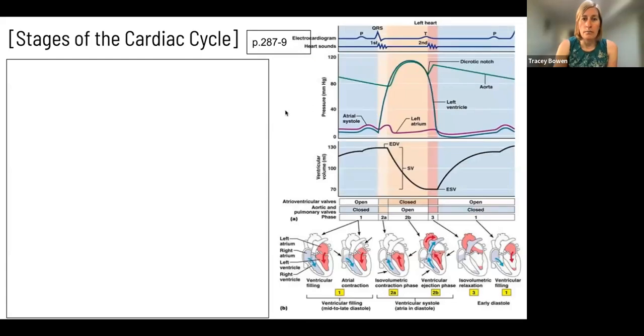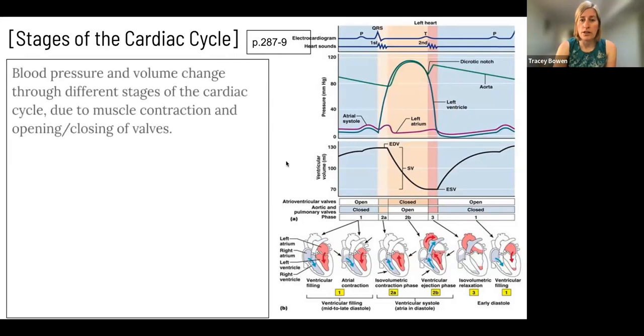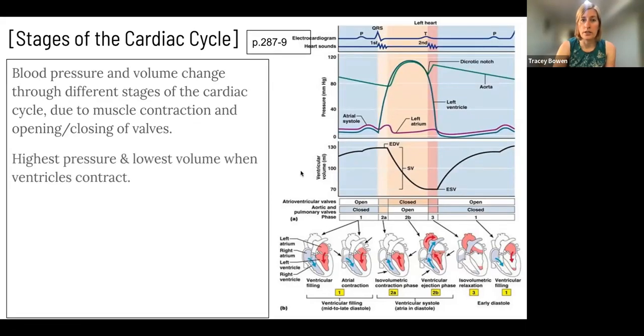When we are talking about the heart, we do need to be able to interpret stages of the cardiac cycle. So looking at a diagram like this, we need to be looking at what's going on with the volume of blood in the heart, what's going on with the pressure in the heart. And so blood pressure and volume are going to change through different stages of the cardiac cycle, and that's due to muscle contraction and opening and closing of valves. The highest pressure and lowest volume is going to be when the ventricles contract. And so at this point here is when the ventricles contract. So you can see the pressure gets really high, but the volume gets really low.